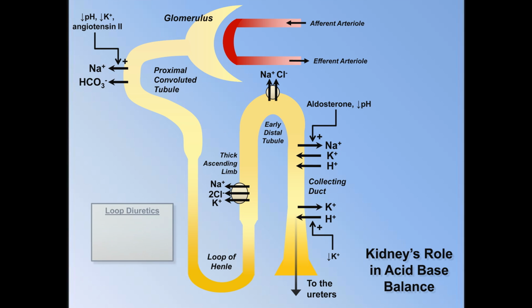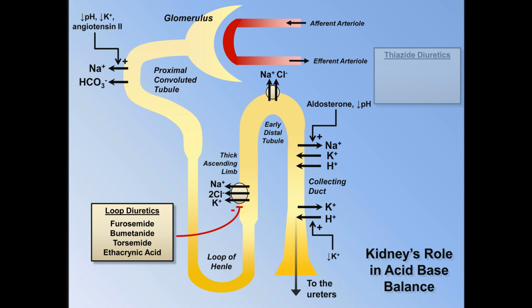There are two classes of diuretics that lead to metabolic alkalosis. The first are called loop diuretics. These include furosemide or Lasix, bumetanide or Bumex, torsemide, and ethacrynic acid. Loop diuretics inhibit the cotransporter in the thick ascending limb, which prevents sodium reabsorption and thus leads to an increased excretion of water. The second relevant class of diuretics is the thiazide diuretics. These include hydrochlorothiazide, chlorothiazide, also known as Diuril, chlorthalidone, and metolazone. Thiazides act by inhibiting this cotransporter.